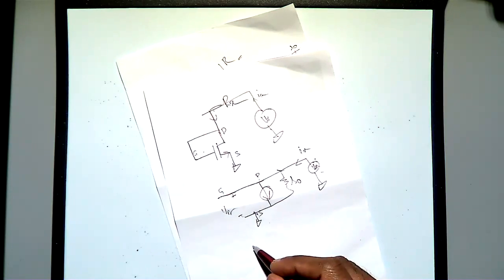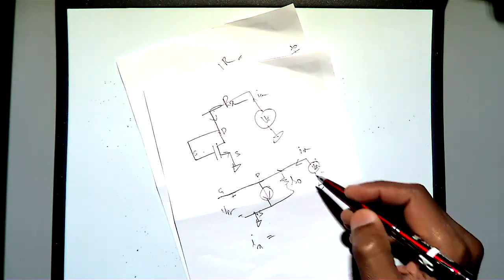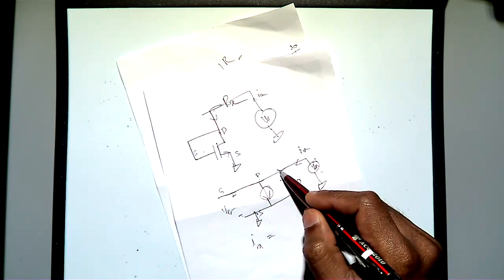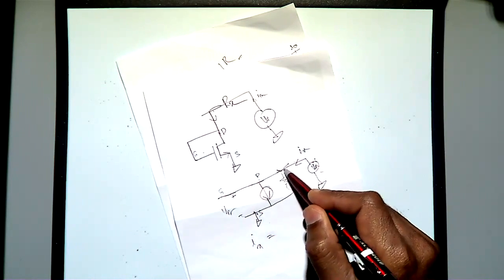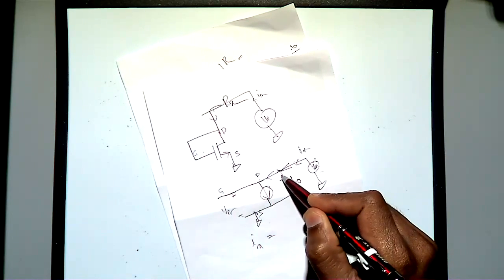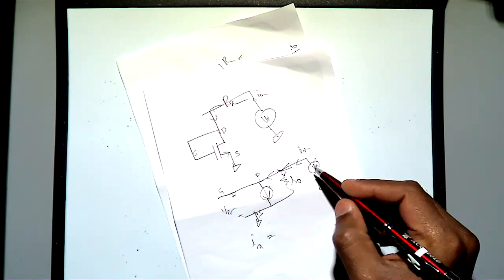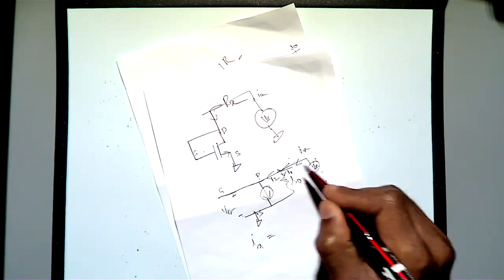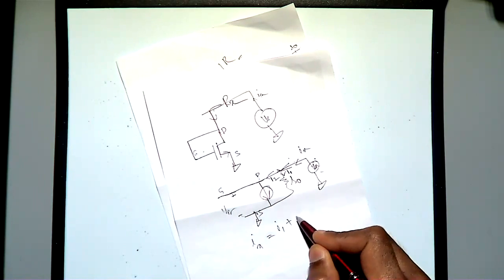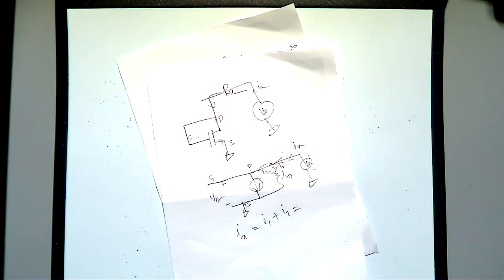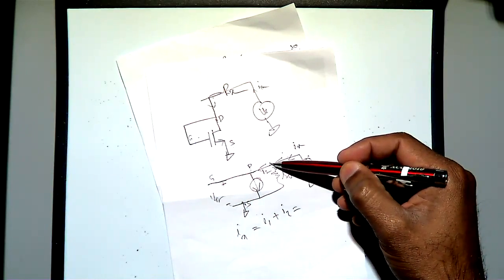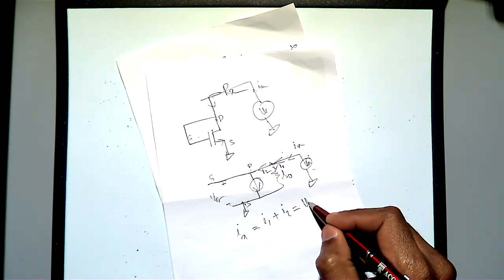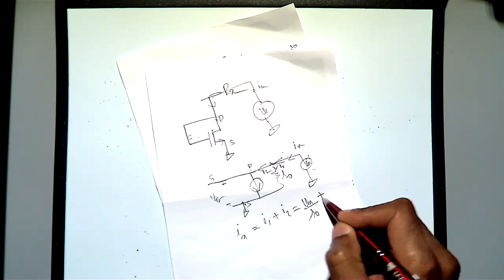Then I can write Ix. So Ix current is coming, and this will split into two. Ix comes here, one current will go here, another current will go there. So this is I1, this is I2. So Ix equals I1 plus I2. What is I1? Yeah, because here you got Vx, and then this is ground. So Vx by Ro, that is your current through I1.